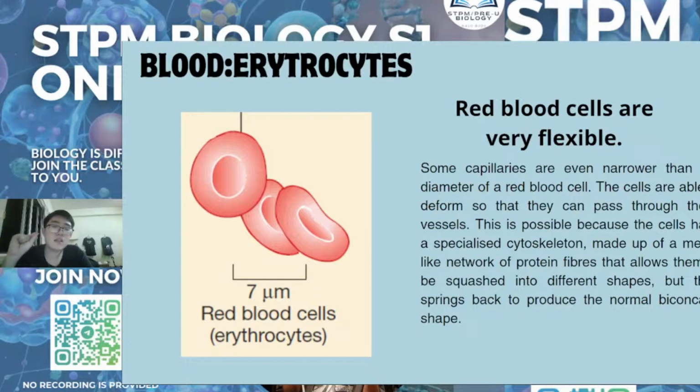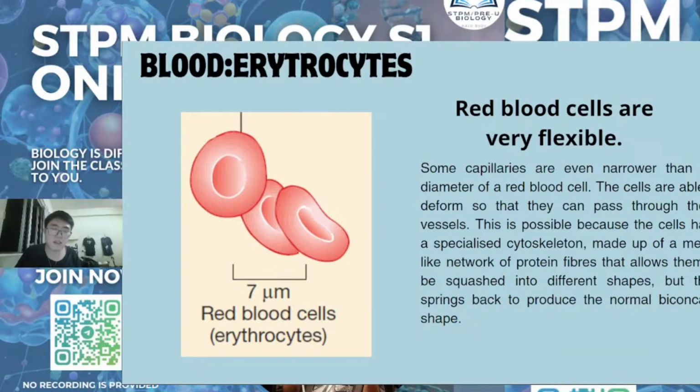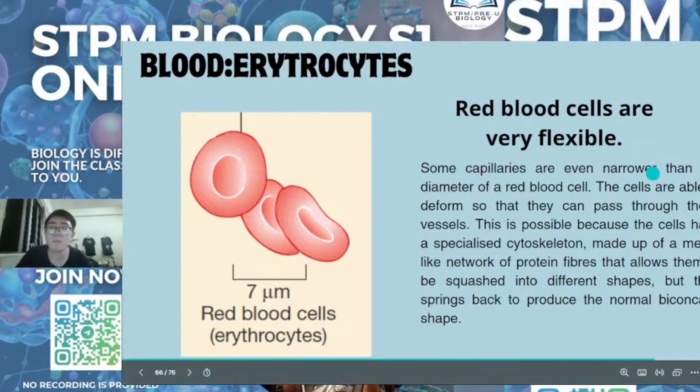So normally when it is very narrow, maksudnya kalau red blood cell dia tak boleh fleksibel, maksudnya dia akan sangkut dekat sana. Dia tak boleh bergerak lah, dia akan sangkut dekat sana. So if it is flexible, dia boleh ubah shape dia. Dia boleh jadi sempit sikit, dia boleh bergerak lah. So it can pass through this capillary vessel. This is possible because the cell has a specialized cytoskeleton made up of a mesh-like network of protein fiber, allowing them to be squeezed into different shapes, but then spring back to produce a normal biconcave shape. So it can change the shape to ensure that the cells can pass through this very narrow blood capillary.